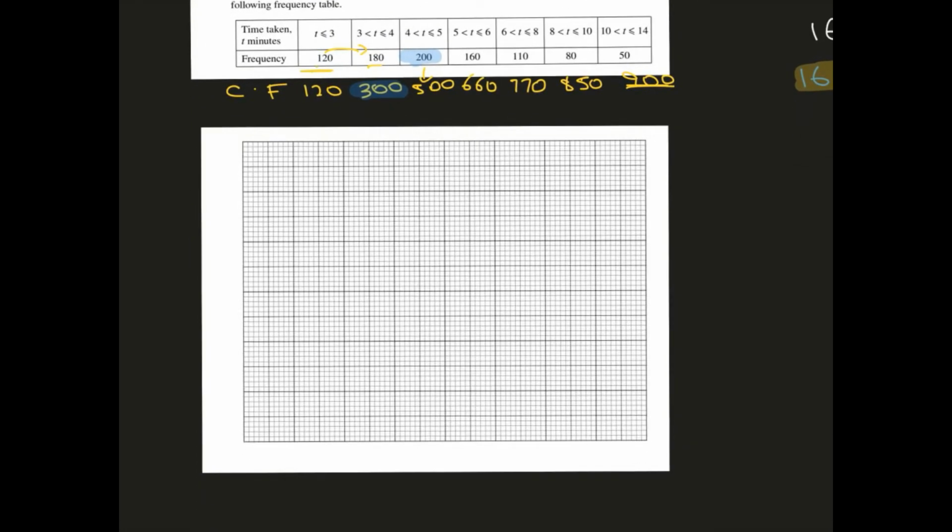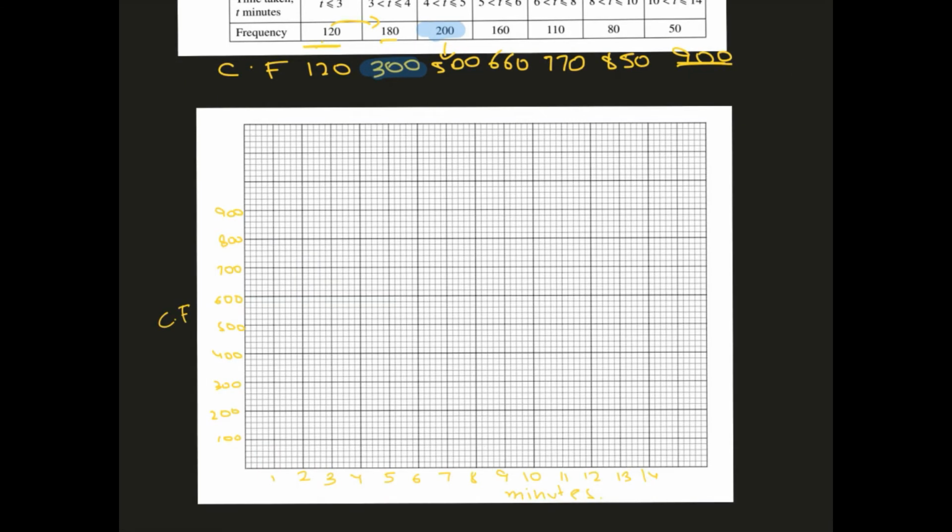Now we will draw the curve. Let me just label the axes and I'll be back. Okay, so here we have our graph. We have the cumulative frequency on the y-axis and our time taken on the x-axis. So the cumulative frequency for the first group, t less than 3 minutes, is 120. So 120 will be somewhere over here. And then less than 4 minutes is 300. So instead of plotting the frequency, we are going to plot our cumulative frequency.